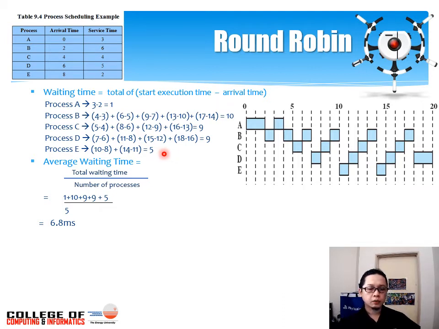For the average waiting time, you total up all the waiting time for the processes and divide it by 5, and you will get this total. So the average waiting time in this case for round robin is 6.8 milliseconds. So this is the performance of the waiting time if it uses round robin.